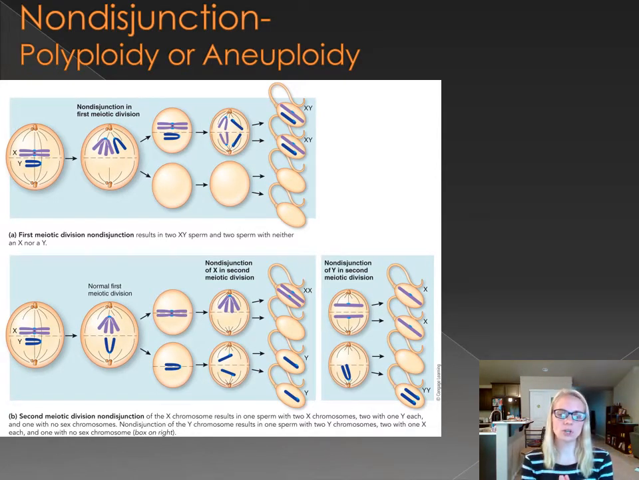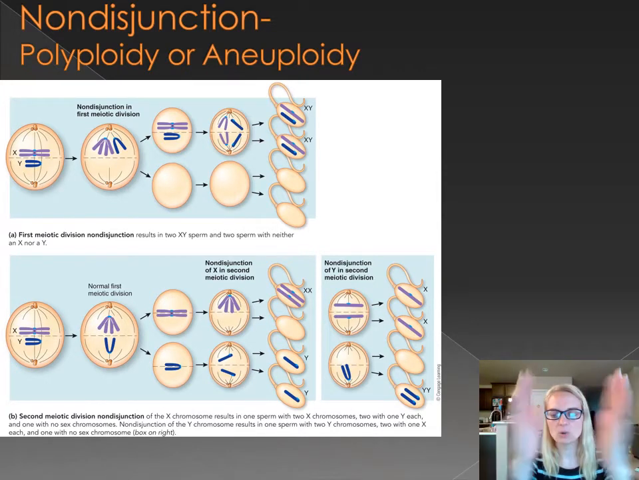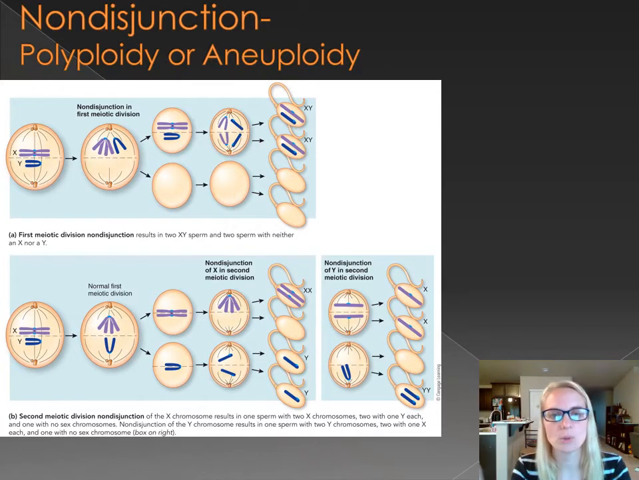So nondisjunction, kind of the big picture idea is that during anaphase, when the chromatids or the homologous chromosomes are supposed to be pulled apart, they don't. And in meiosis, we have two anaphases. So there's two opportunities for this nondisjunction to take place. So the top box is showing what happens when there's nondisjunction in meiosis 1 during anaphase 1. The bottom box is going to show you nondisjunction at anaphase 2.